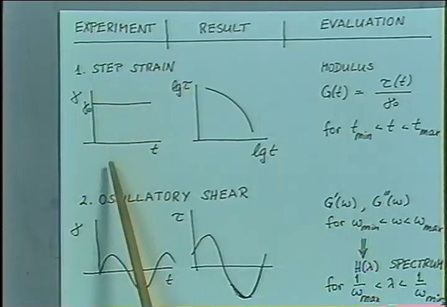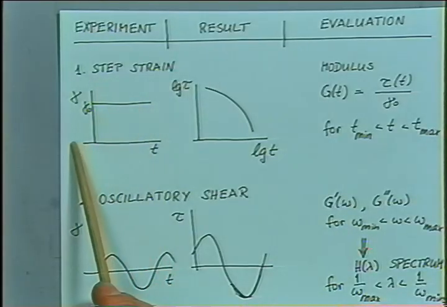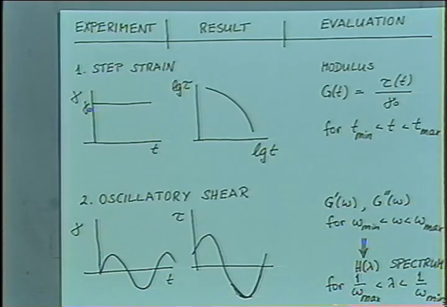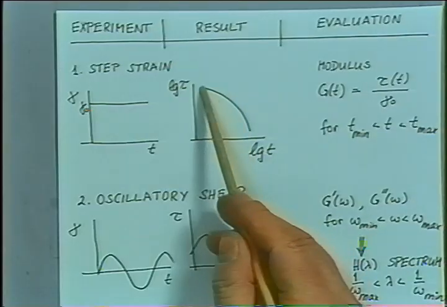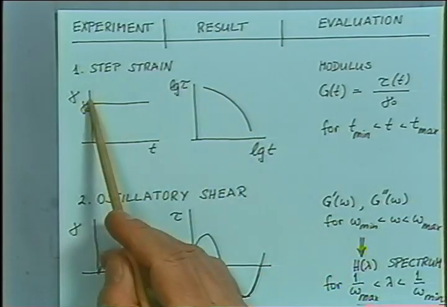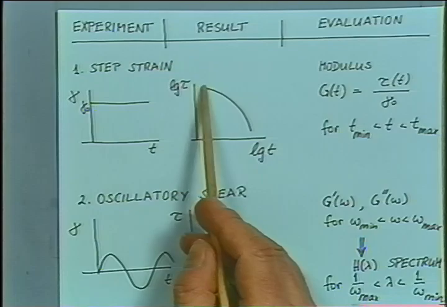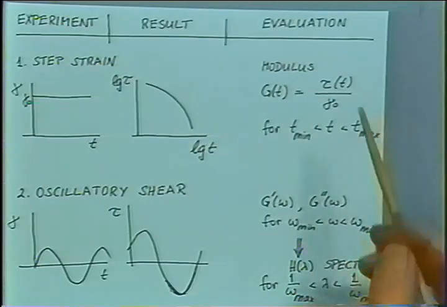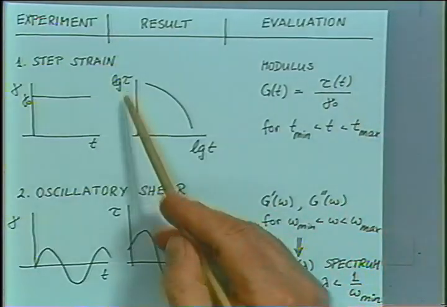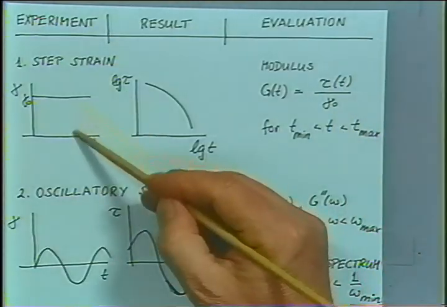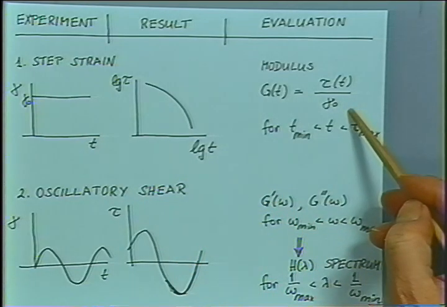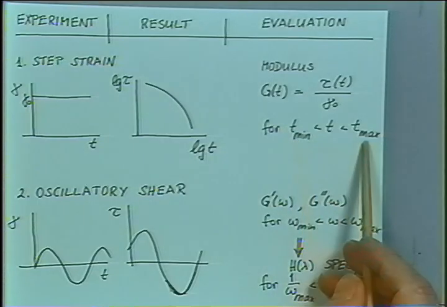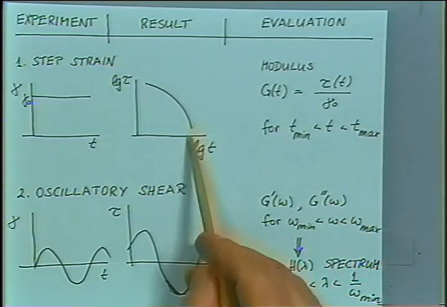The first candidate is the step strain experiment, where the strain is suddenly jumped from 0 to a finite value and is kept constant from here on. The response is a stress, which is time dependent. We build up a stress when deforming. This stress is highest at first, and then it is relaxing. And in fact, the relaxation modulus is equal to the measured stress divided by the jump strain. So it's a direct measurement of the relaxation modulus within a time window, a shortest time and a longest time. Well, the longest time would be the duration of the experiment.